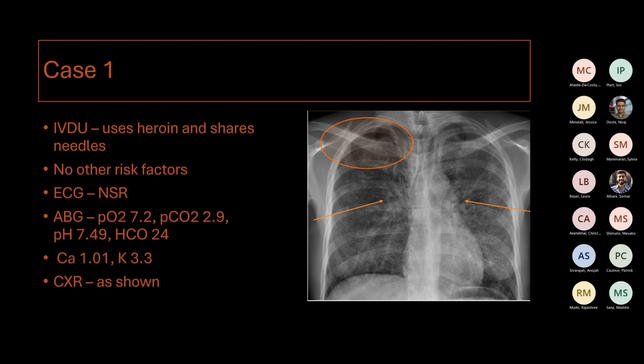Now, this patient is an IVDU, right? Shares needles. They have no other risk factors. Their ECG is fine, okay? They're not tachycardic, and there are no other abnormalities. Their ABG. Who wants to take a crack at interpreting this gas for me?